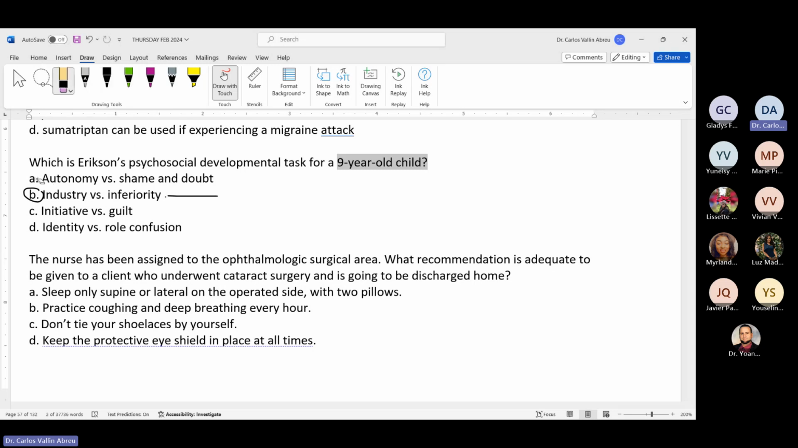Let me share with you which question is not frequent. Erikson is not frequent in English. It's very rare, but some questions have been. Which is missing here? I have missing here integrity versus despair.